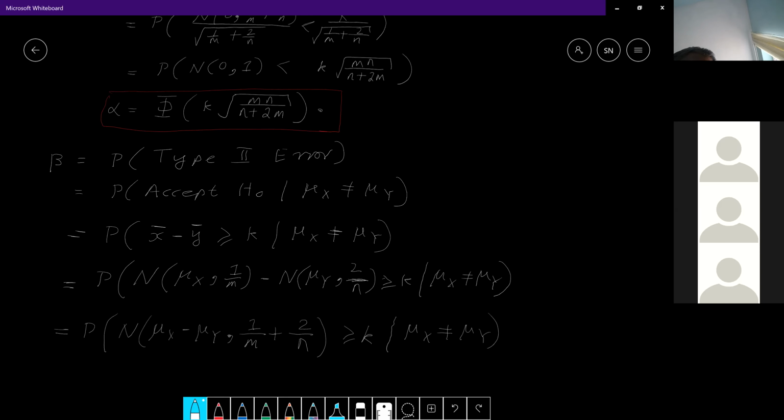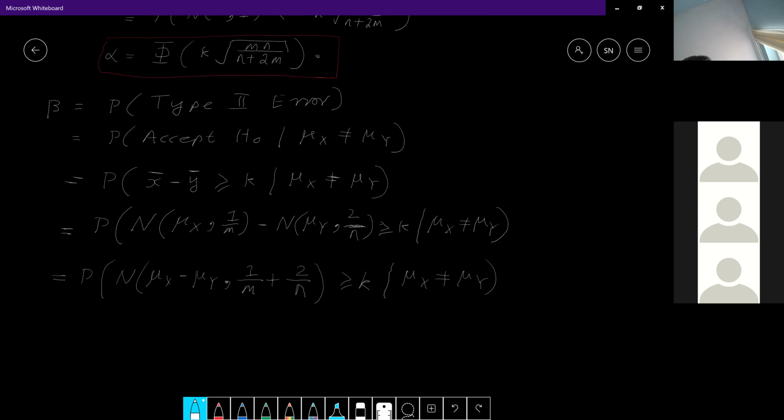Okay. Now the next thing I'm going to do is standardize the normal variable on the left hand side. I'm sure all of you know how to standardize a normal variable. What you do is you subtract the mean and divide by the standard deviation. So that's what I'm going to do. Be patient with me, guys. Let me do it one step at a time.